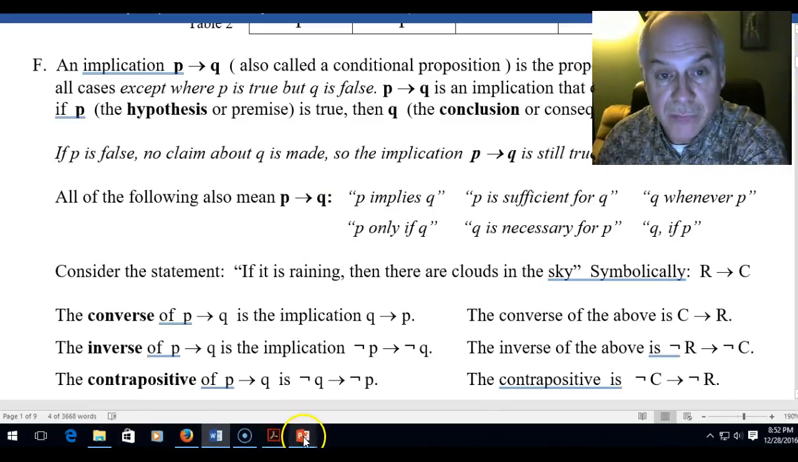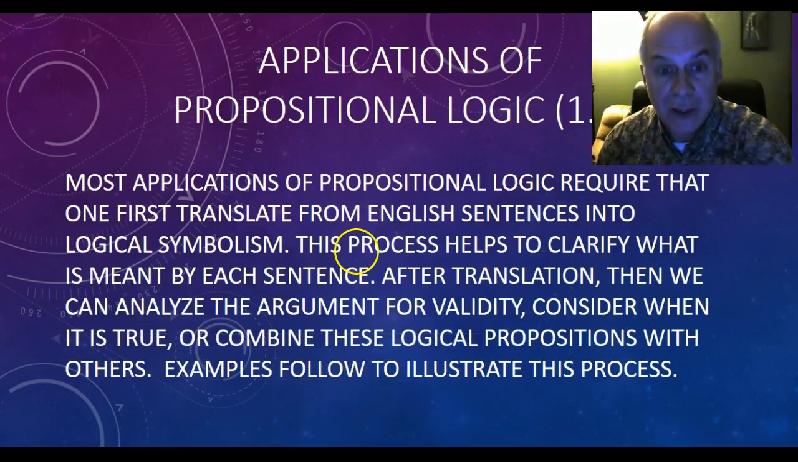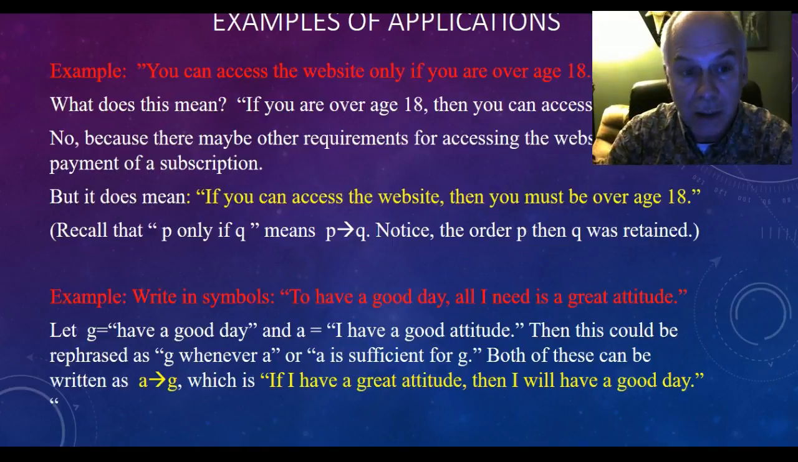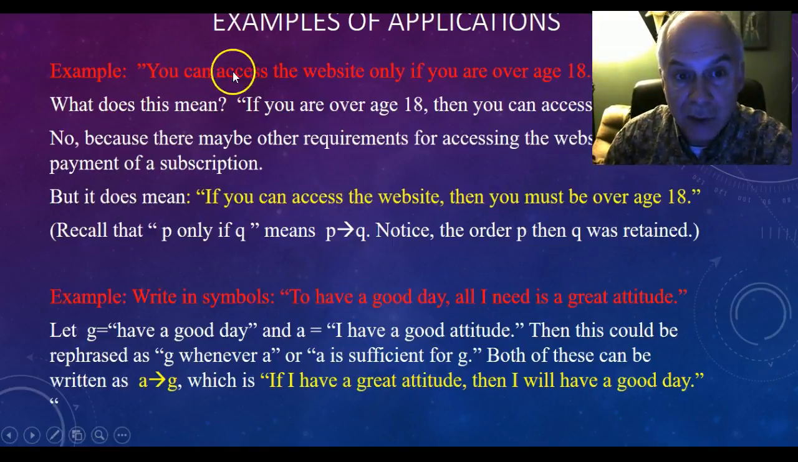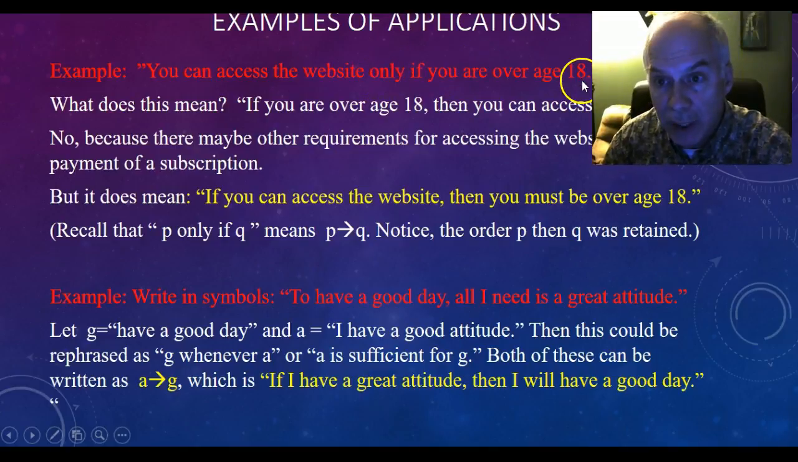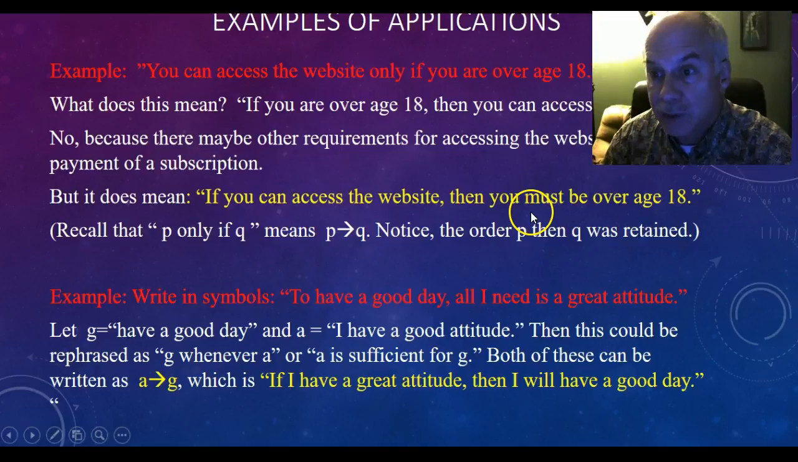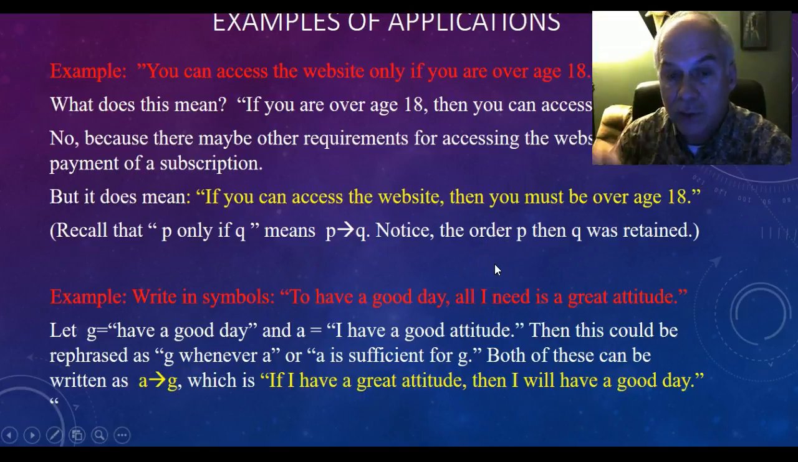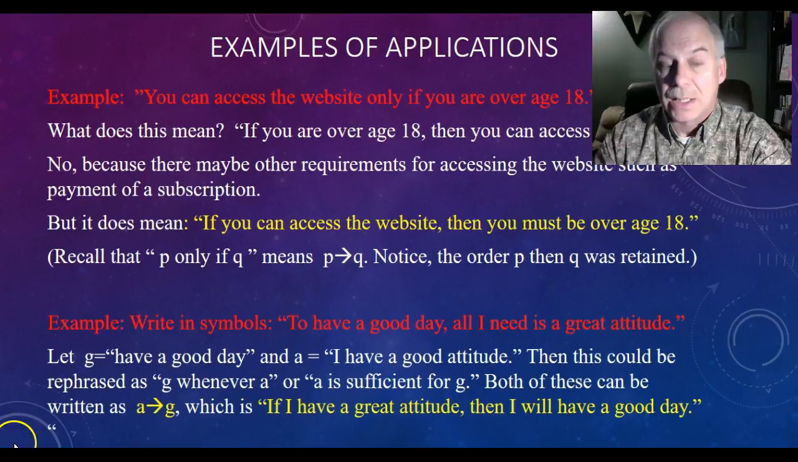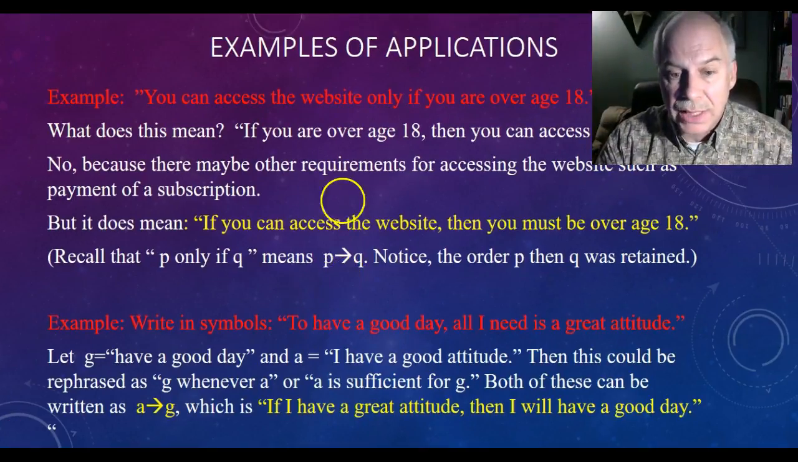Okay, so if we go back to the slides and look at this sentence, you can access the website only if you are over age 18. Then that would make sense that it would mean if you can access the website, then you must be over age 18. All right, so that's given in the notes, in the first page of the notes. That order, if P then Q, is going to stay the same as P only if Q. All right, let's look at another example.